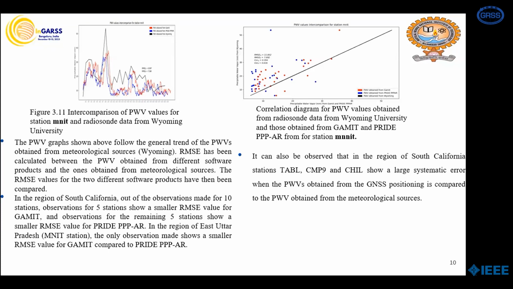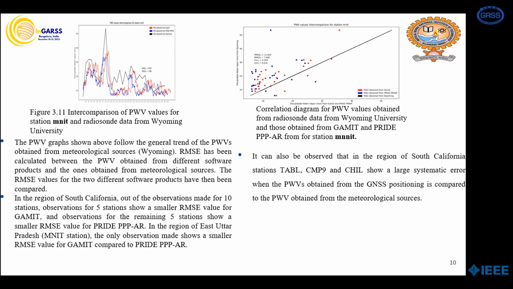In the region of South California, out of 10 station observations, 5 stations show a smaller RMSE value for GAMIT, and the remaining 5 stations show a smaller RMSE value for triple P. In the region of East Uttar Pradesh, at the MNIT station, the only observation made has a smaller RMSE value for GAMIT compared to triple P AR.